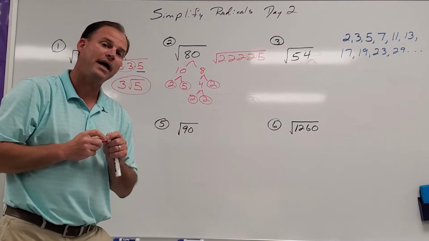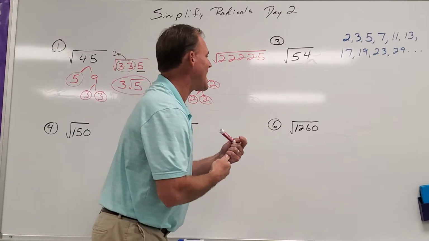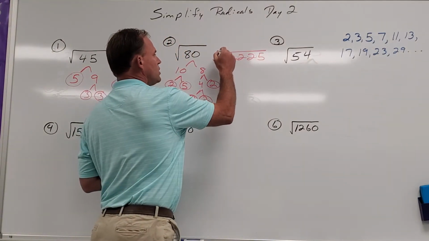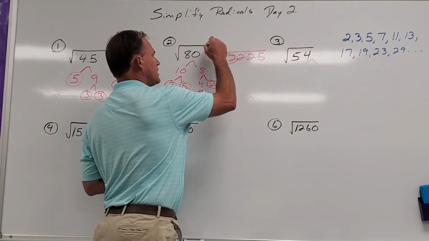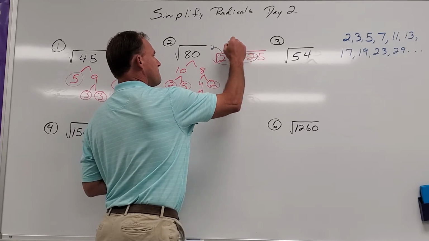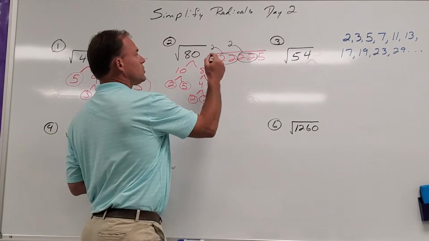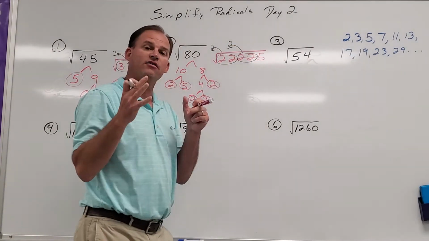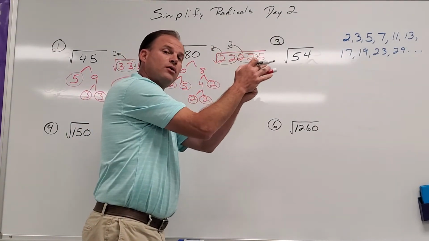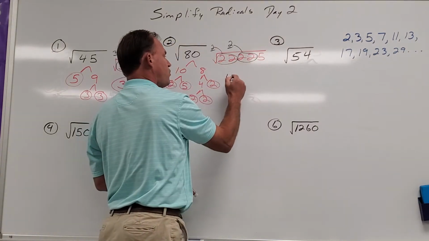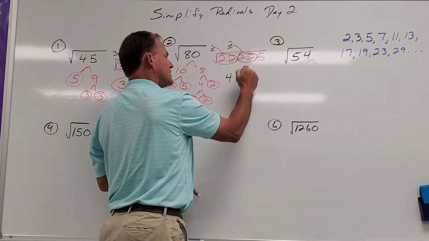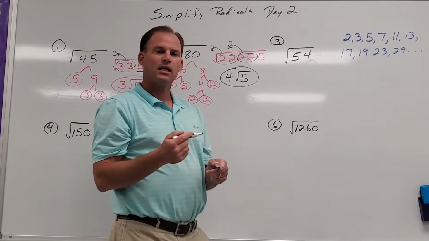Now I'm looking for pairs of numbers to get out of the radical jail. 1 set of 2's, 2 sets of 2's. So I've got 2 sets of 2's. Remember from yesterday, if more than one thing's getting out, I multiply those together. 2 times 2 is 4, and the 5 is stuck in the radical.